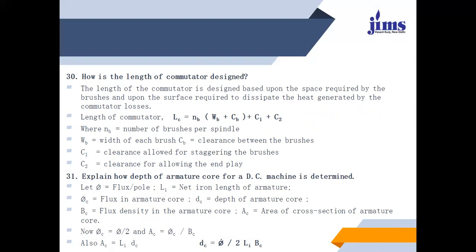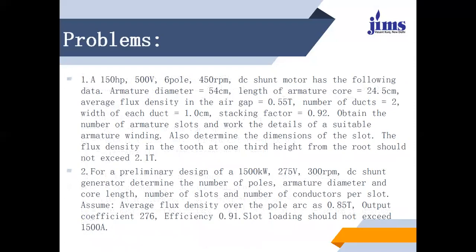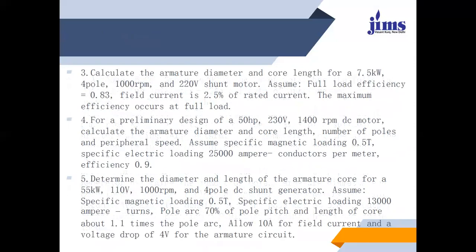Explain how the depth of the armature core for a DC machine is determined. This will be the formula which we have calculated in the previous lecture. Now this is only the explanation. There will be some problems associated with the DC machine, and you must try to find out the solutions of them just to get a command on the DC machine.